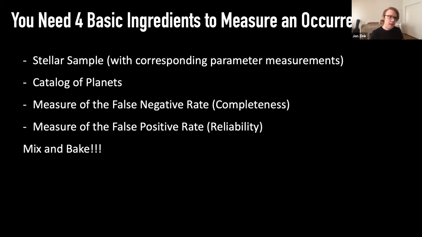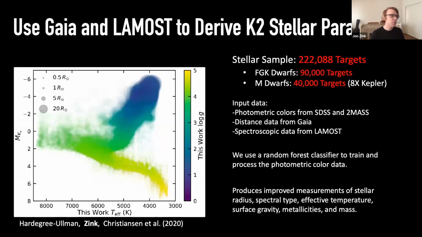Okay, so this is our goal here, to do much of what was done for Kepler, but for K2. So let's start with the first step in our list of ingredients: we need a stellar sample. This is work done by Kevin Hardegree-Ullman in our group. Basically what he's done is he's taken the photometric data from K2 and trained a random forest classifier on it using LAMOST and APOGEE data and SDSS, 2MASS and Gaia, whatever was available at the moment.